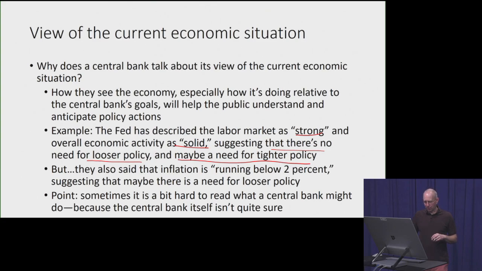But also in that very same statement, they said that inflation is running below their objective. Well, that part of the statement might call for, other things equal, looser policy. And so the idea here is that sometimes it's a bit difficult to understand or to imply what a central bank might do. And the reason it's difficult to know is that the central bank sometimes itself just isn't sure because the situation isn't perfectly clear.